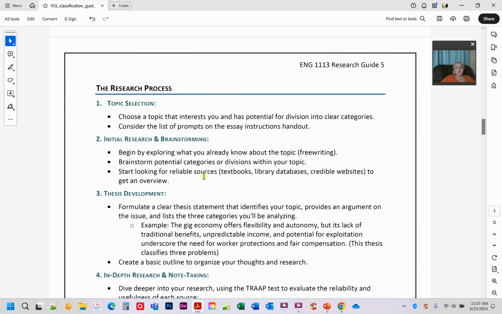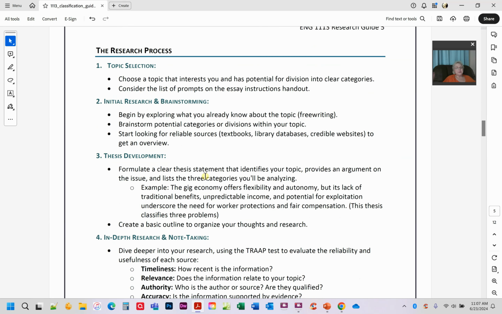Okay, so what is this process? So the first thing is picking your topic. If you have a freedom to pick anything, then think about what are things that interest you and what are things that would suit themselves to an academic research paper.